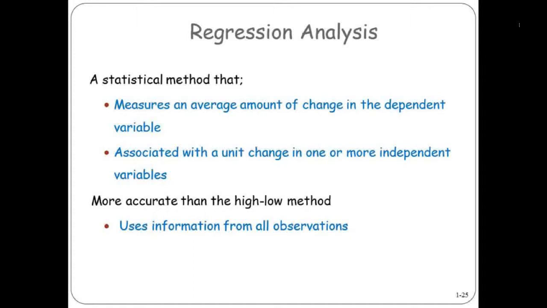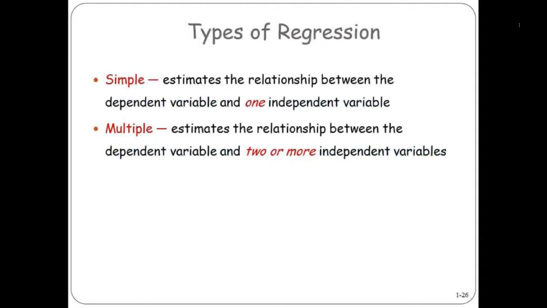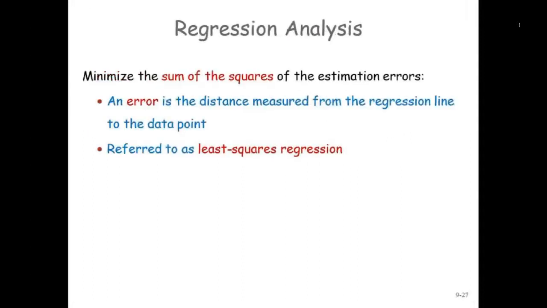analysis. It cares about every single point. It finds the best line it can, thinking when it considers every single one of your data points. Therefore, it'll be more accurate. You can have multiple regression where you have more than one relationship. We'll focus on simple regression where it's just one relationship.